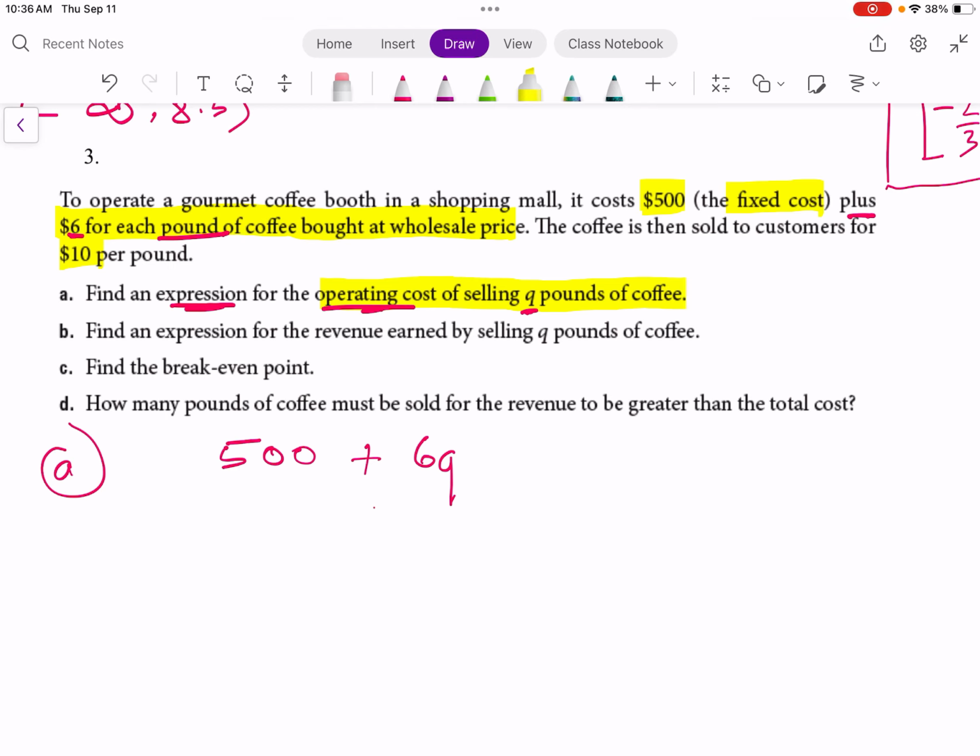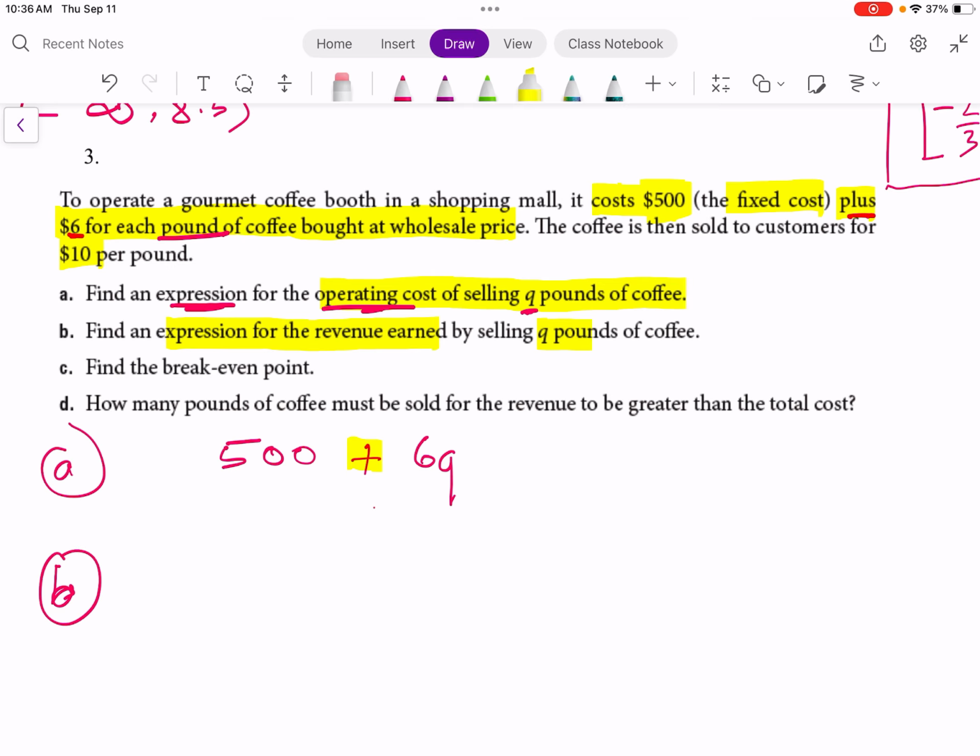Now the next, let's find the expression for the revenue earned by selling Q pounds. Okay, any question for part A? So here it does tell us the cost is $500 plus $6 for each pound. We are talking about selling Q pounds. So the cost of Q pounds would be 6 times Q. Okay. Now in the next, we need to find an expression for revenue earned by selling Q pounds of coffee.